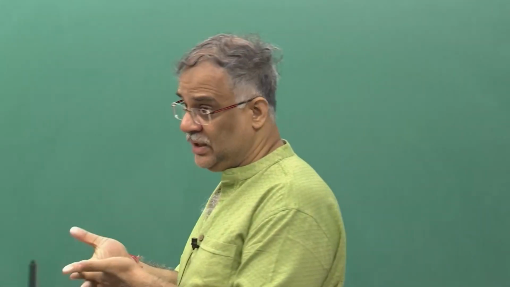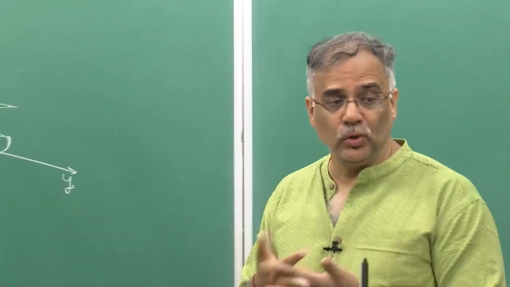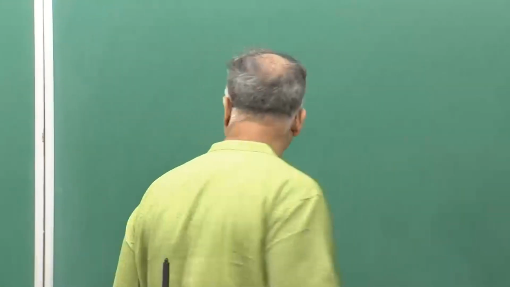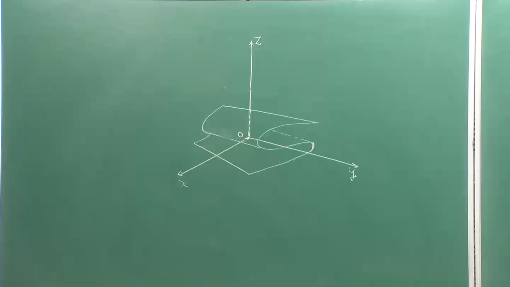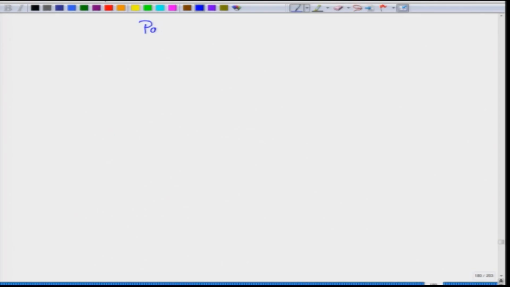So, as we said in the last class, here we are going to talk about whether surfaces can be represented by parametrization. We are going to talk about parametrizing surfaces and their associated concepts.